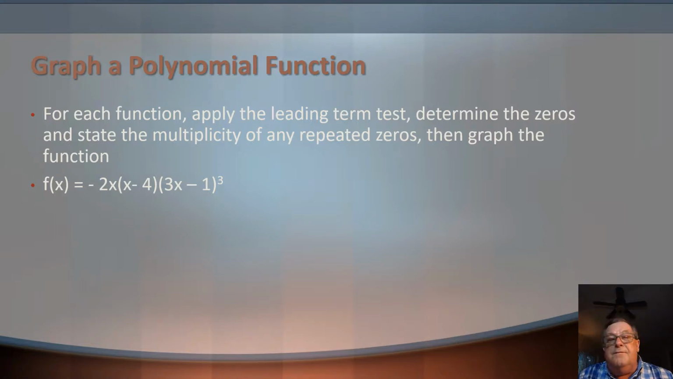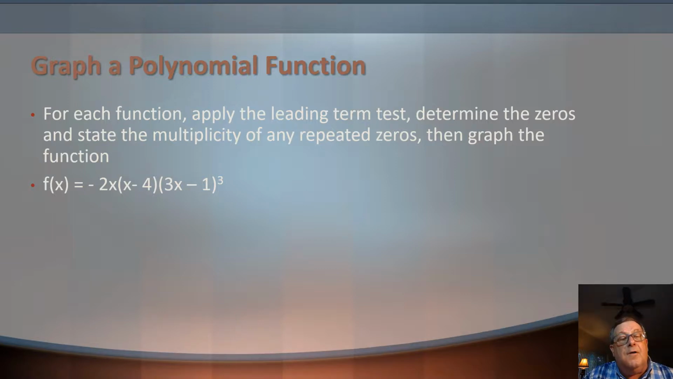Working with polynomial functions. Let's get a little more practice. All right, here we go. For each function, apply the leading term test. It means we're going to try to determine the total number of possible real zeros and turning points. Determine the zeros and state the multiplicity of any repeated zeros, and then graph the function.